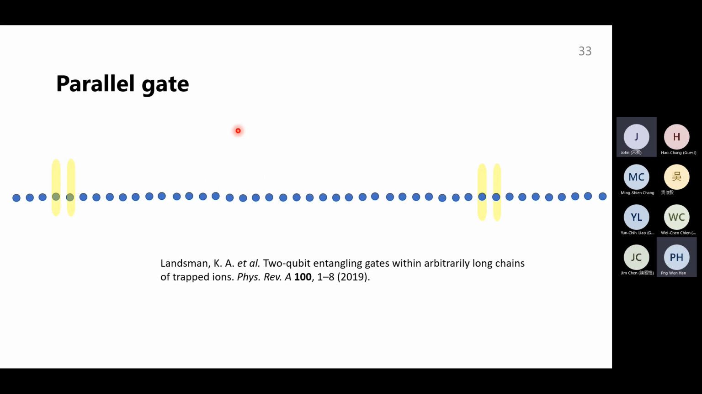But before that, parallel gates had not really been shown until 2019. They started to look at this problem, and in this paper they find the limits of how far these two ions should be separated in order to have a negligible crosstalk effect.